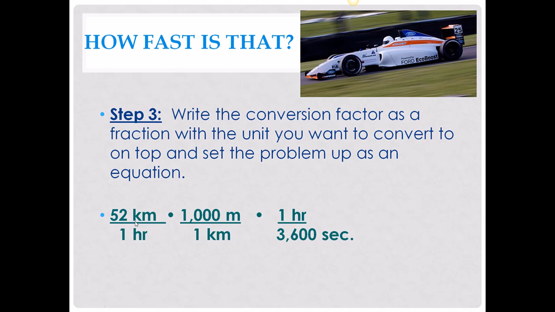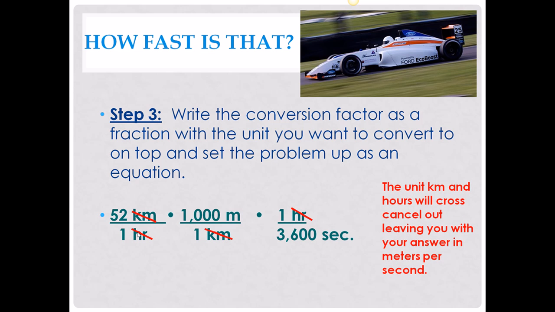Okay. So they gave us 52 kilometers per hour. We want it in meters per second. So I have 1,000 meters is 1 kilometer. Notice our diagonal kilometers here are going to cancel out. I know 1 hour is 3,600 seconds. Now, this hour is way over here, but they're still diagonal. One's in the numerator, one's in the denominator, so they still cancel out. So what is left in my numerator in units?